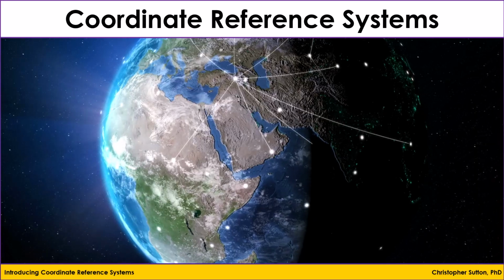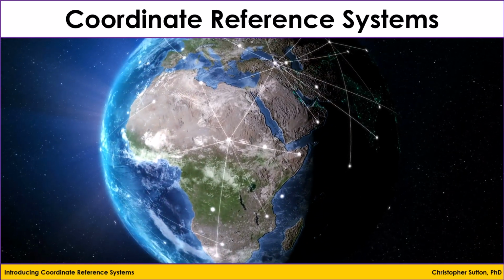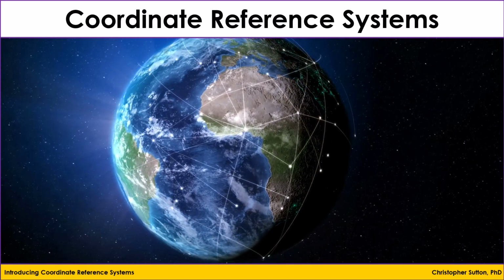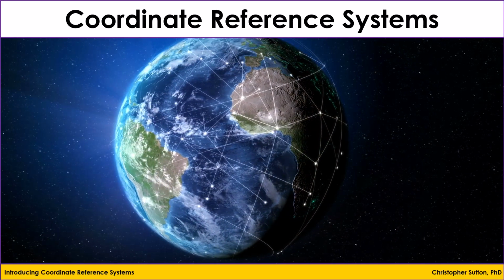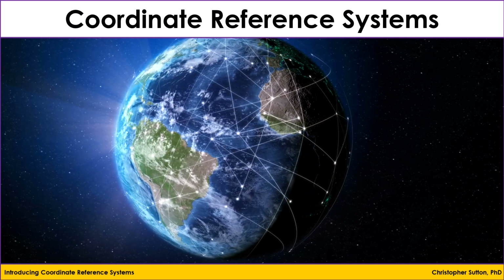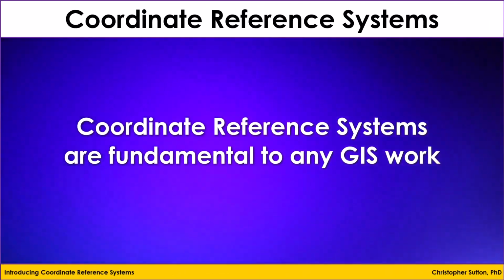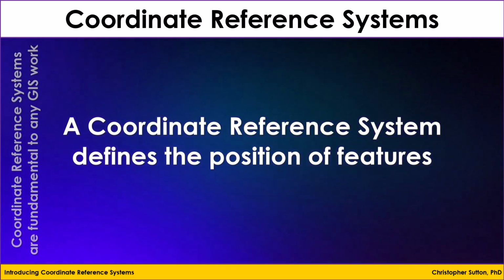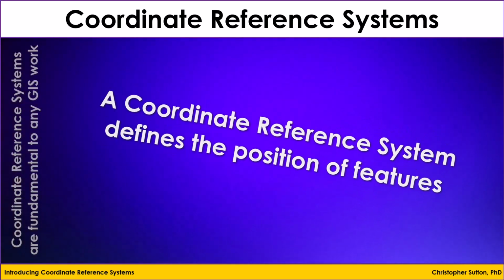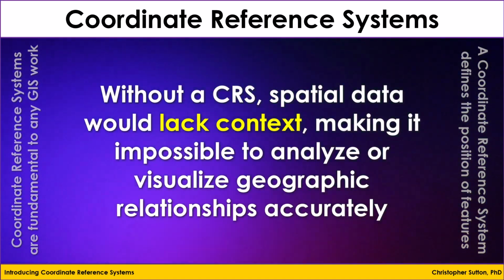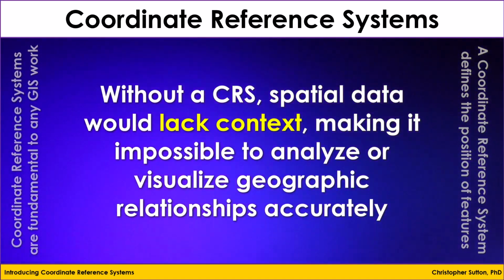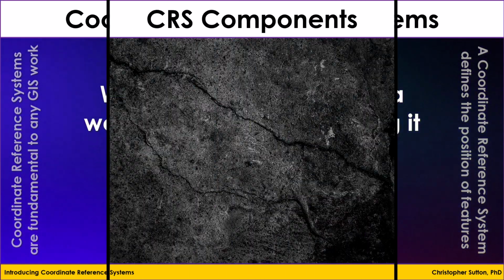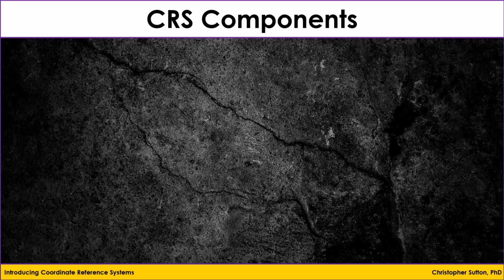Coordinate reference systems define how spatial data is positioned on Earth. Knowing about coordinate reference systems is essential for ensuring accurate mapping, analysis, and integration of geographic information. A coordinate reference system is fundamental to any GIS work because it defines the position of features in either 2- or 3-dimensional space. Without a coordinate reference system, spatial data would lack context, making it impossible to analyze or visualize geographic relationships accurately. A coordinate reference system has 3 primary components.